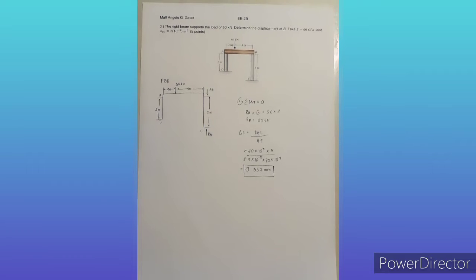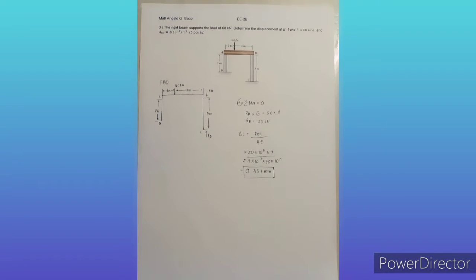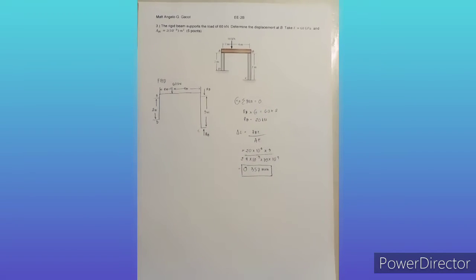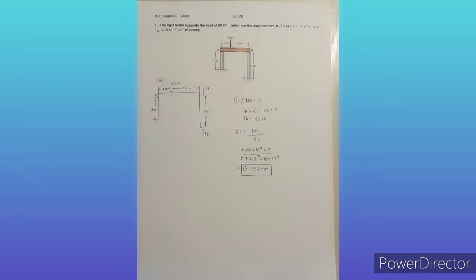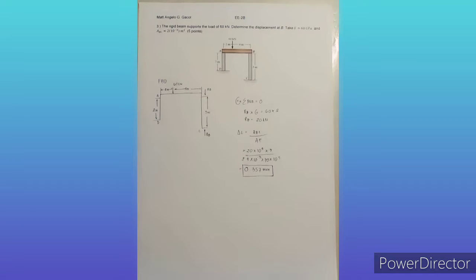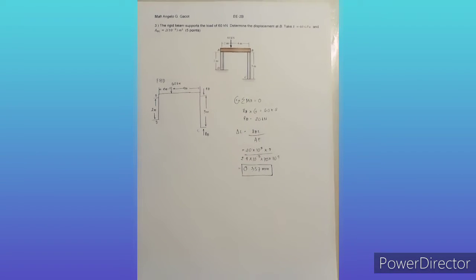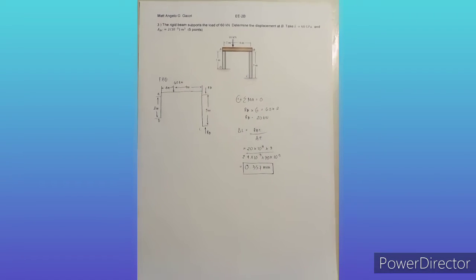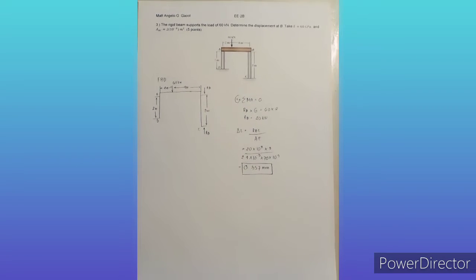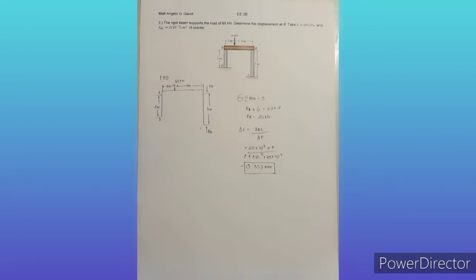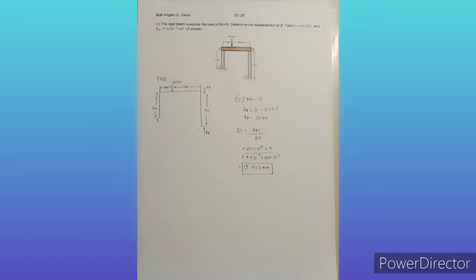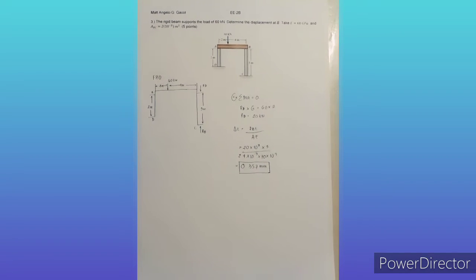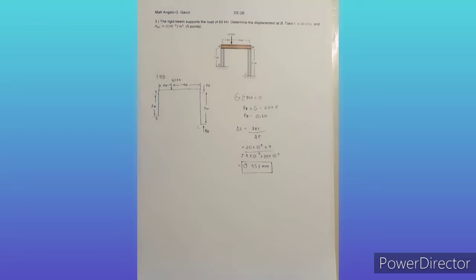Delta L, getting delta L is equal to RBL. We have a formula RBL all over AE is equal to 20 times 10 raised to 3 times 3 all over 2.4 times 10 raised to negative 3 times 70 times 10 raised to 9. So, our delta L is equal to 0.357 millimeter.